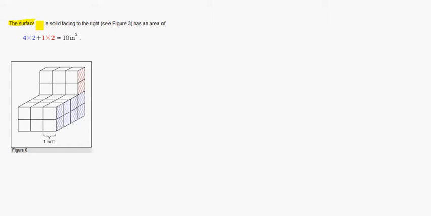The surface of the solid facing to the right has an area of 4 times 2, which is here, and 1 by 2, which is here. So 4 by 2 is 8, and 1 by 2 is 2, so that equals 10 square inches on the right side.